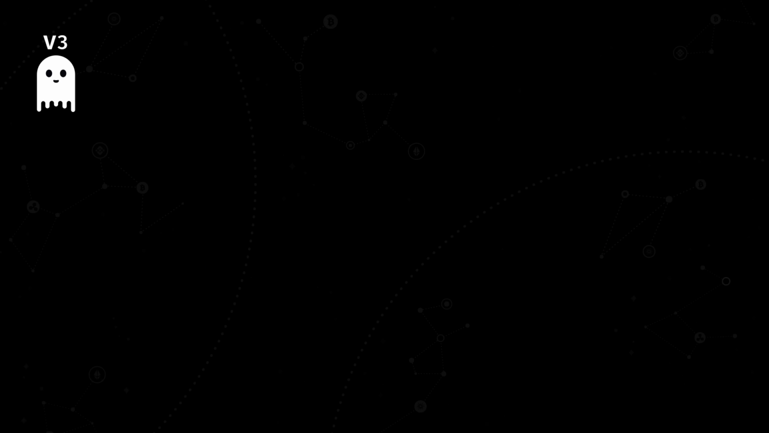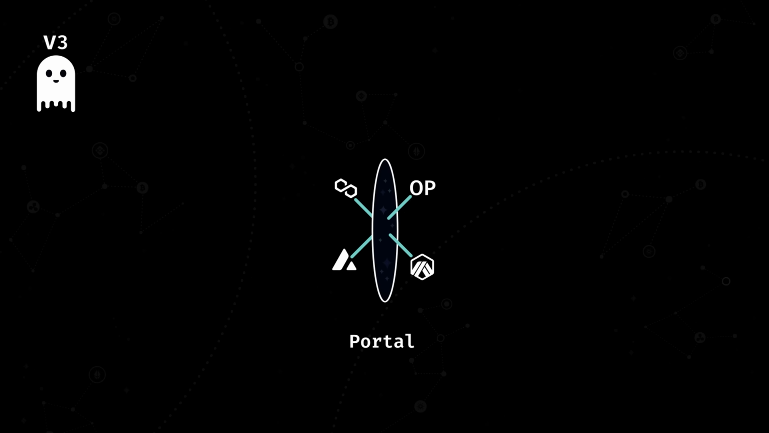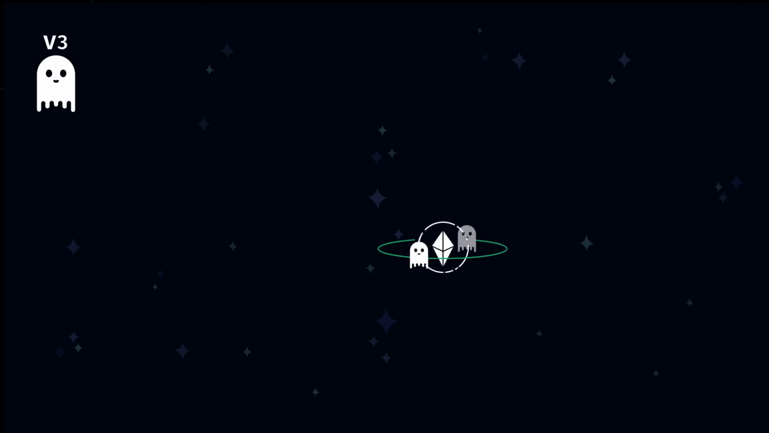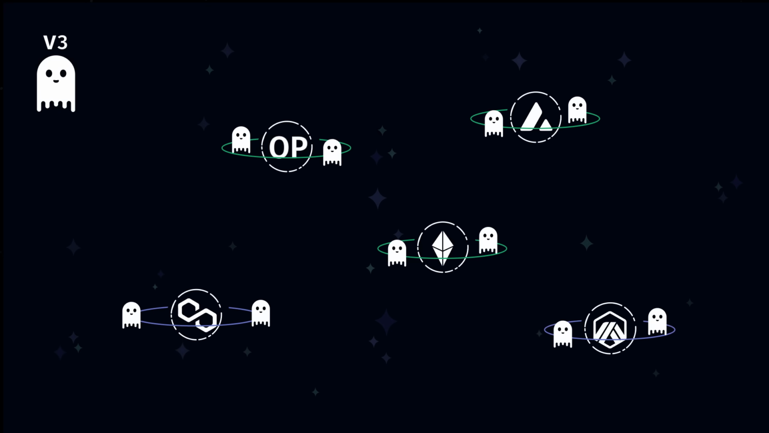One of the central features of V3 is Portal, a feature designed to allow supplied assets to flow between Aave markets on different blockchains. By the time the third version of the protocol was released, Aave had already begun to expand its horizons beyond Ethereum to other networks like Avalanche, Polygon, Optimism, and Arbitrum.